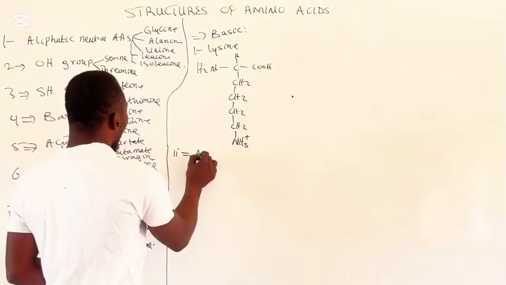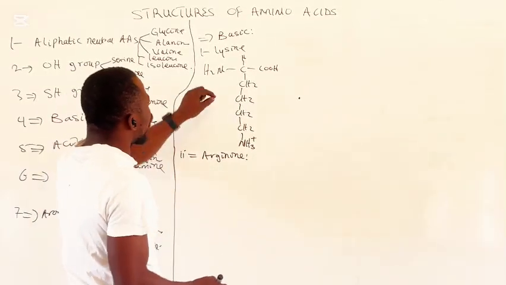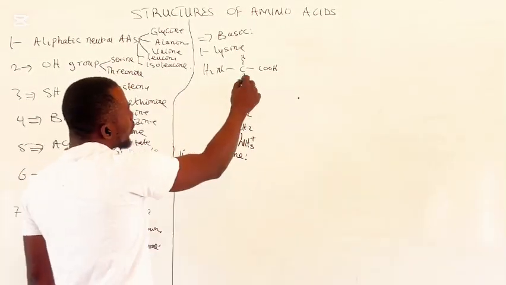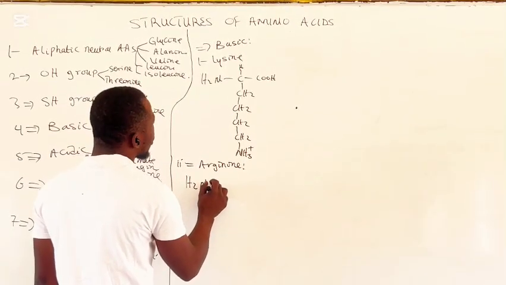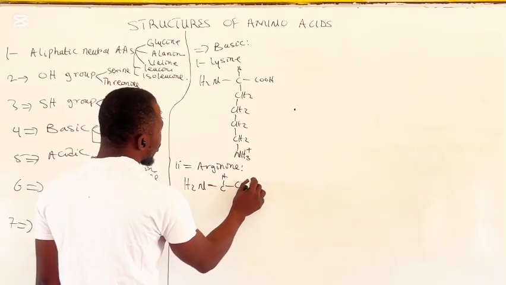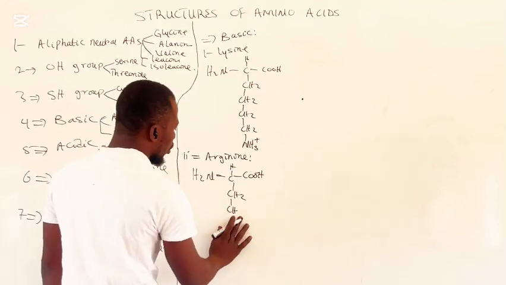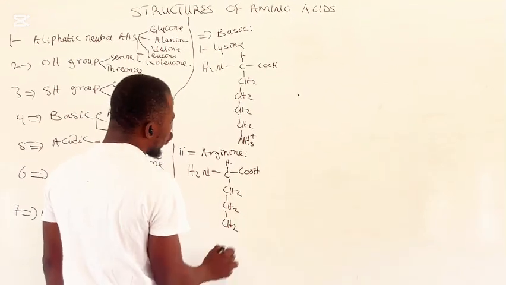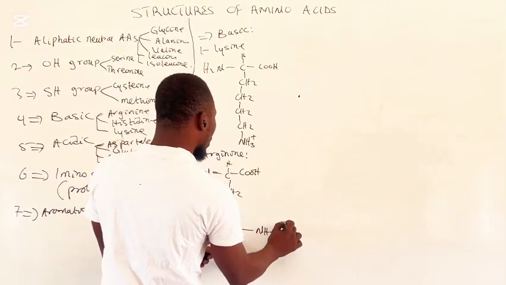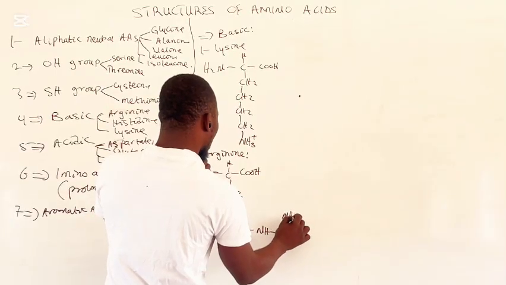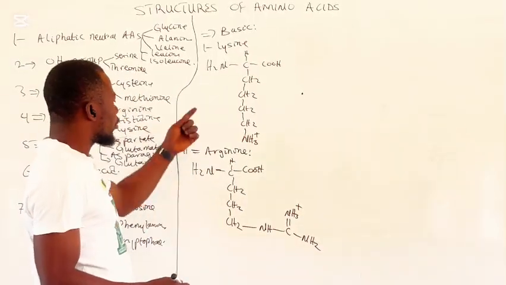The next one is arginine. The arginine is similar in structure to lysine, but instead of having 4 CH2 groups, it's having 3 CH2 groups. So instead of having 4, we'll be having 3: CH2, CH2, CH2. Then with extension of NH, then C with NH3 plus and NH2. So this is the structure of arginine.